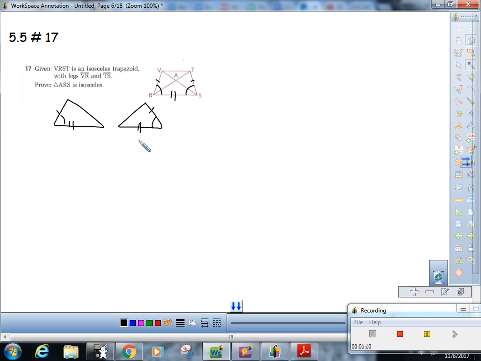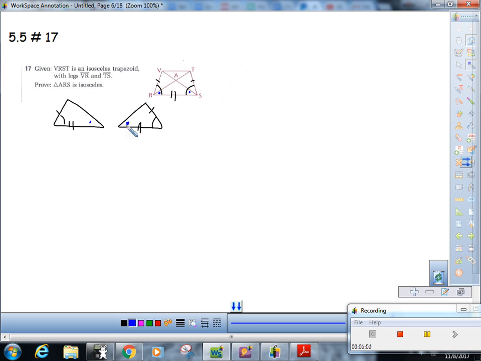Okay? And the key to proving that ARS was an isosceles triangle, we'd like to prove that AR is congruent to AS, wouldn't we? But if we couldn't do that, what would be the next choice we would use to prove that that was an isosceles triangle? I'd like to prove that this little angle is congruent to that little angle. And hopefully you've done enough of these that you understand that those are those angles right there. So now I got a plan.